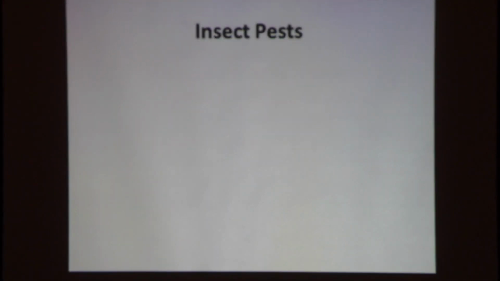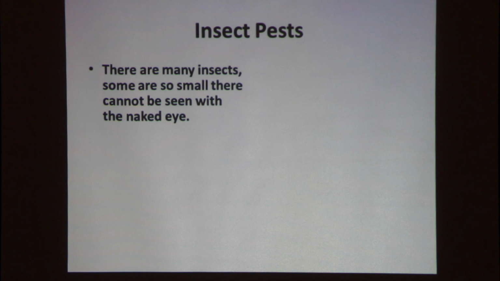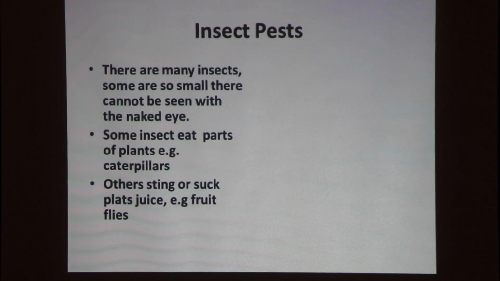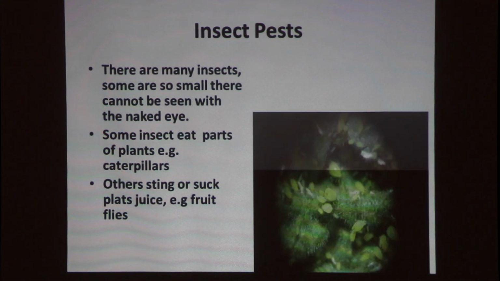So we start with insect pests. There are many insects. Some are so small you cannot see them with the naked eye. Some insects eat part of the plants, like the caterpillars. Other insects sting or suck the plant's juice out of the fruit, like fruit flies and whiteflies.